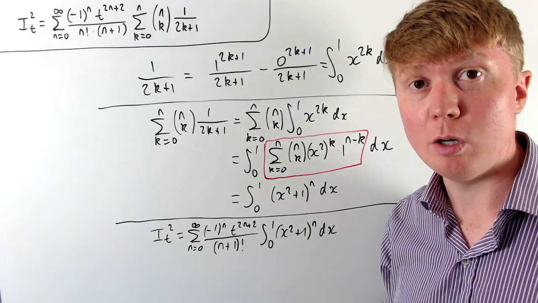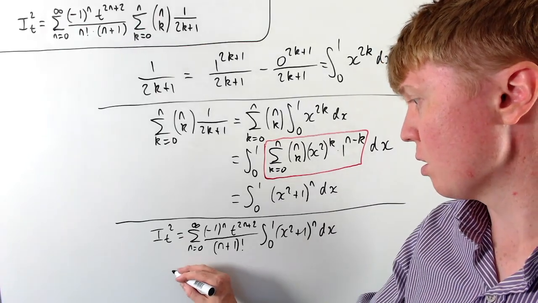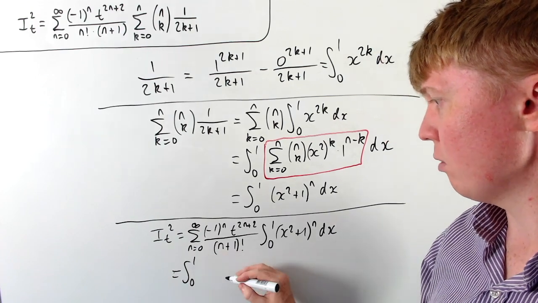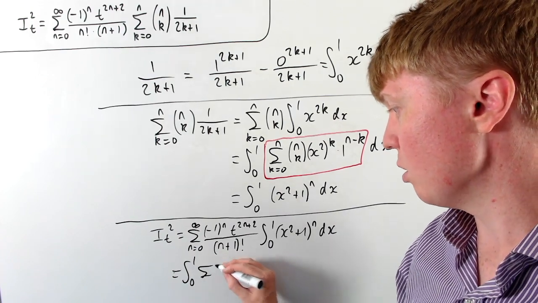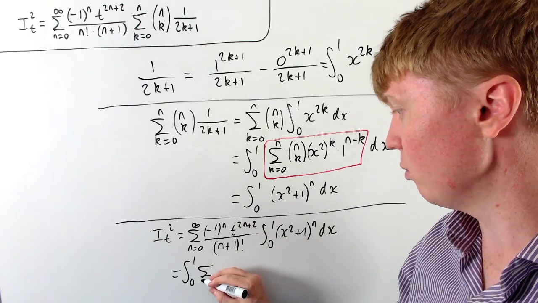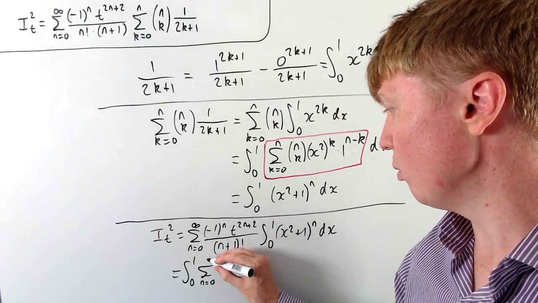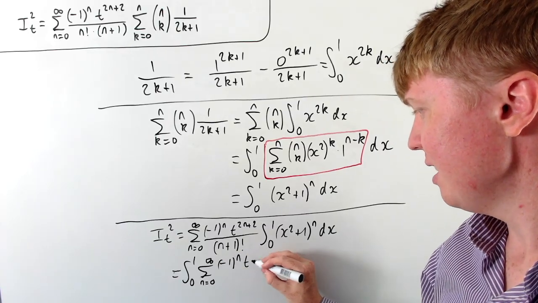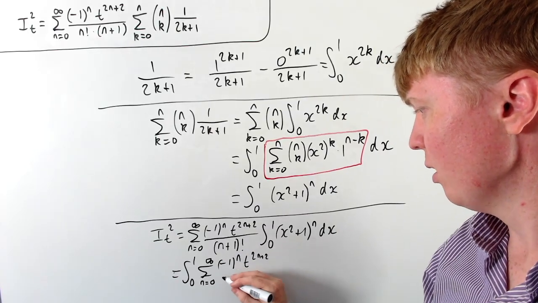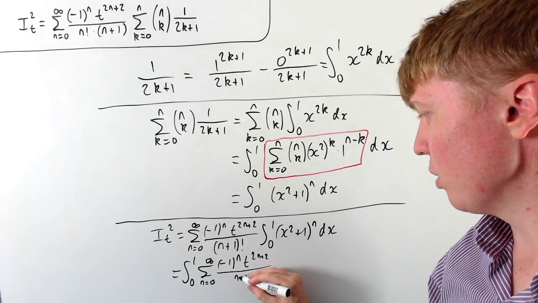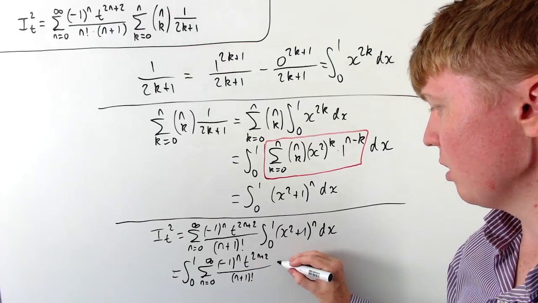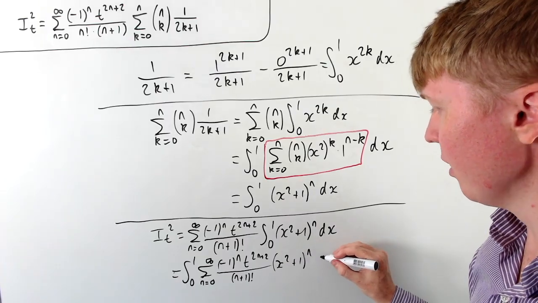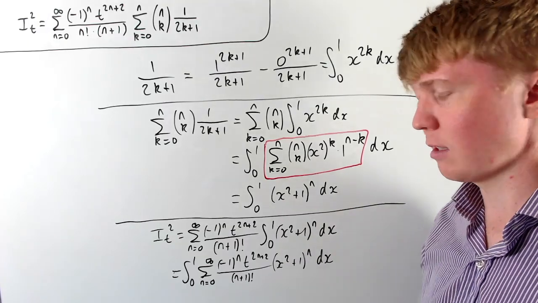we're going to swap the order of integration and summation again, so that now on the outside we've got an integral from 0 to 1, and just taking this sum and all of these terms inside, with the sum going from n equals 0 up to infinity of (negative 1) to the n, t to the 2n plus 2, all over (n plus 1) factorial, times, when we've still got this (x squared plus 1) to the power of n. This is all being integrated with respect to x.